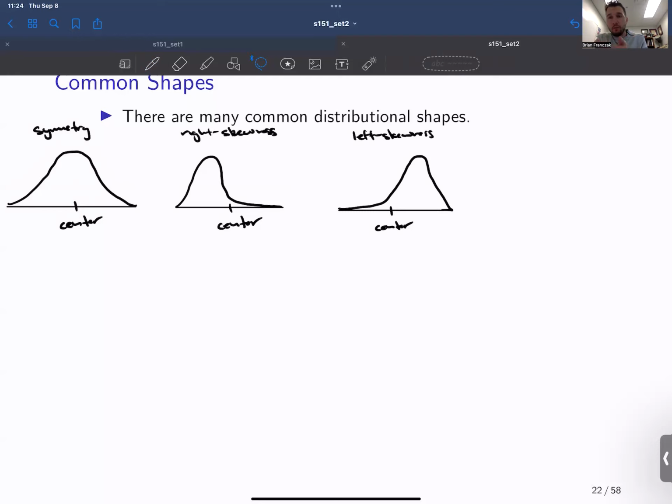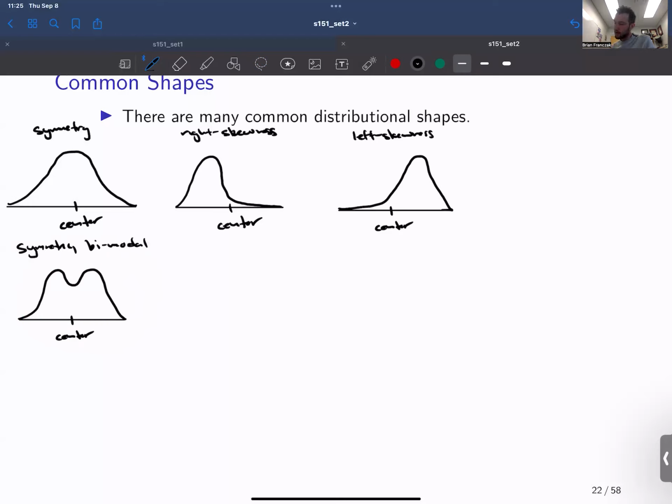Now, there's a lot of other distributional shapes that you could observe in practice. Another common shape that you might observe would be a symmetric bimodal shape. Bimodal meaning two peaks. So we might have something that looks like this. So here we have symmetric bimodal. Now we can also have other multimodal distributions.